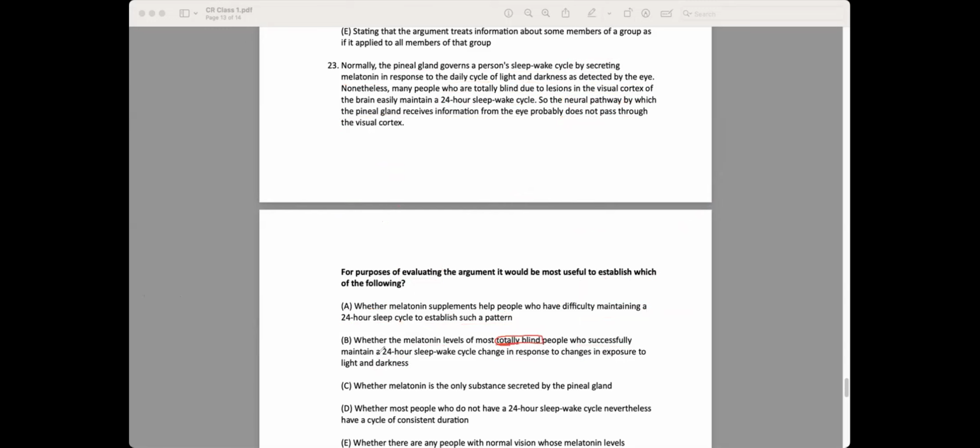So if we expose them to light and darkness, does their melatonin level change? If the answer is yes, their melatonin level changes, that means they are still receiving that light and darkness. Despite the damaged visual cortex, they're still able to get those light and darkness signals. That means the visual cortex is getting bypassed.